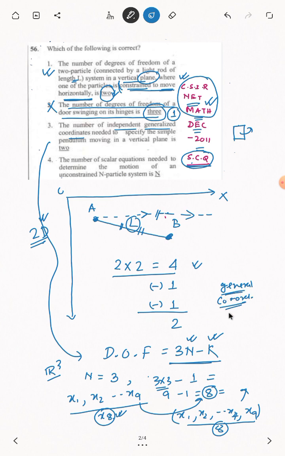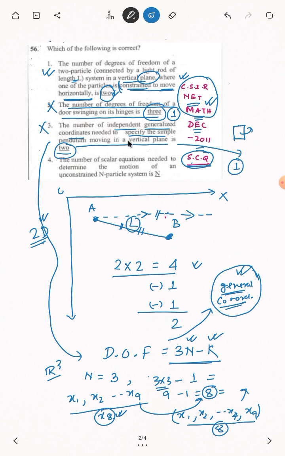What is the importance of generalized coordinates? Now we should only have the information that number of DOF equals generalized coordinates. In the next video lecture we should discuss it in detail, how the syllabus of CSIR is heavily dependent on the generalized coordinate system. So here the number of generalized coordinates equals DOF. To specify the simple pendulum moving in a vertical plane is 2. I have told you many times that the simple pendulum is very important, and we all know that there the DOF is 1, but here it is given to be 2. So this option is also false.